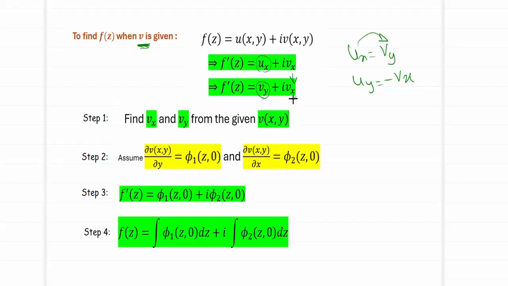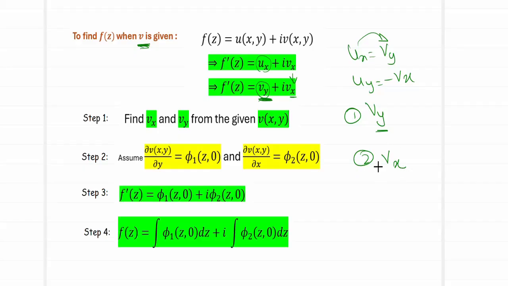Px is already a variable in V, so I retain it as such. So I have f dash of z to be equal to Vy plus Ivx. Notice very cautiously, the first term is with respect to y. The second term is with respect to x.